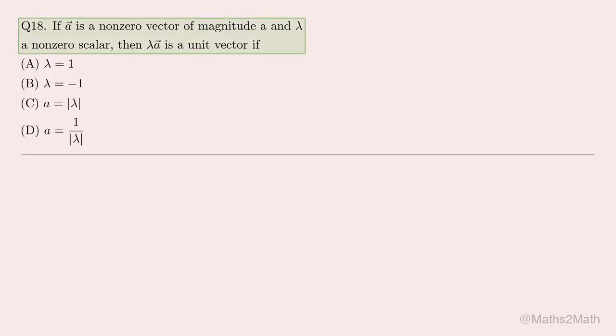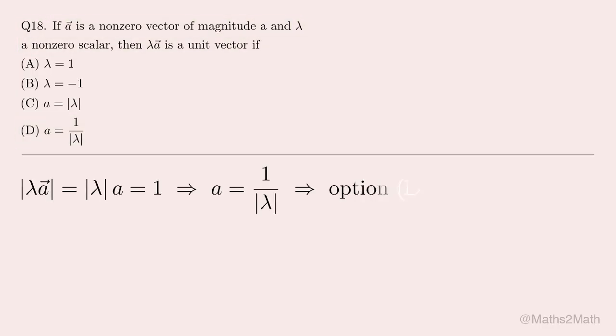Question 18, the last one, multiple choice. When does scaling produce length 1? The magnitudes multiply. Magnitude of lambda a is modulus lambda times magnitude a, equal to 1 exactly when lambda is 1 over modulus a. Option D.